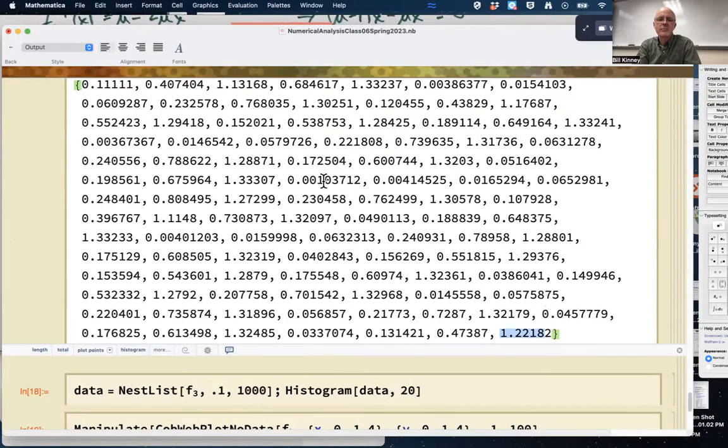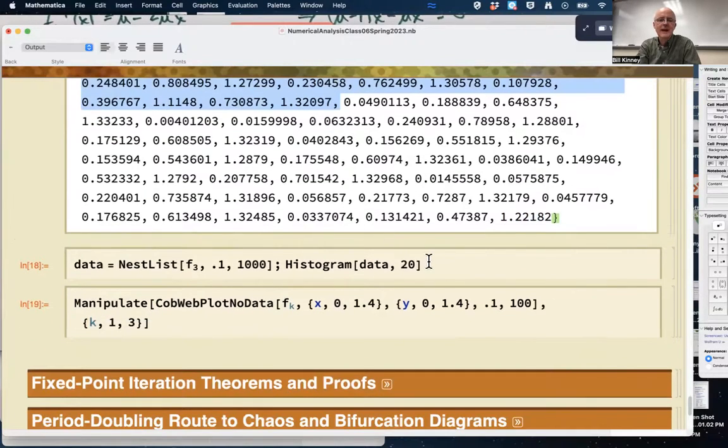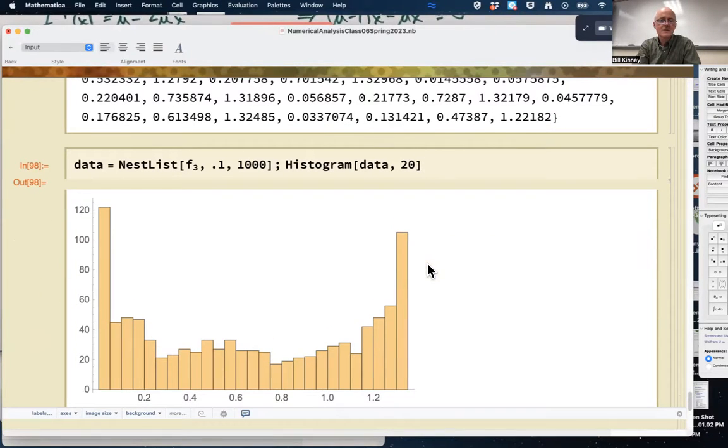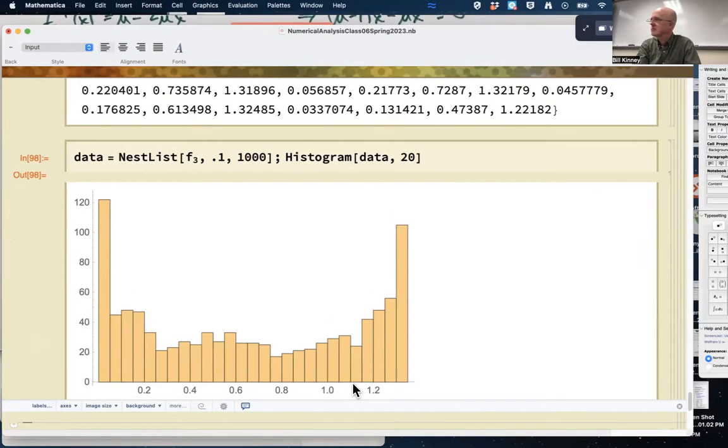Yeah, the numbers are all over the place. In fact, you could make a histogram showing that the numbers go all over the interval from 0 to 1.5 or so. Is this a probability distribution? Is this random behavior?